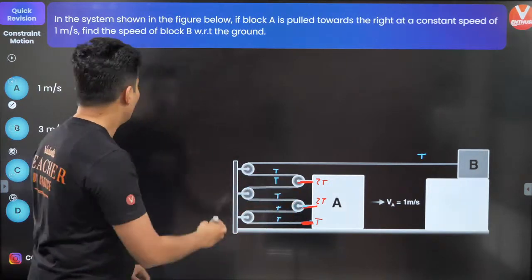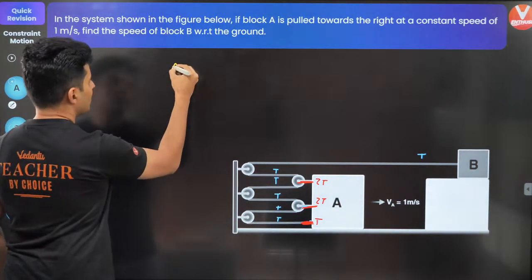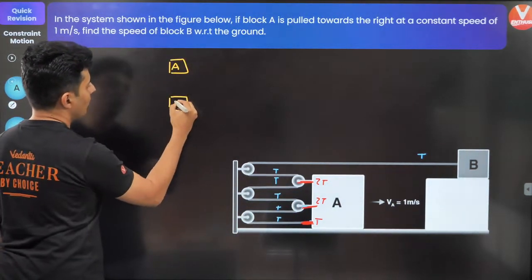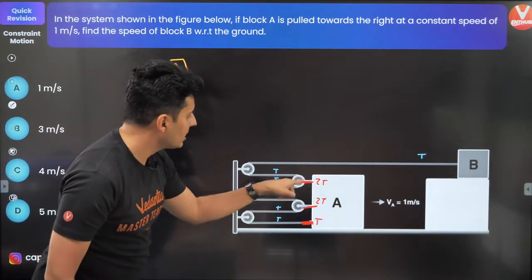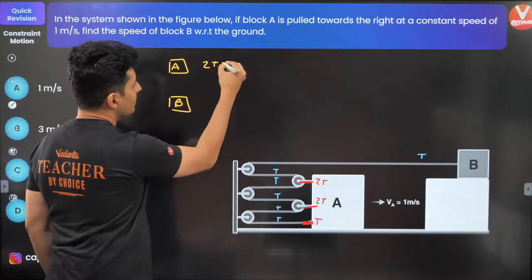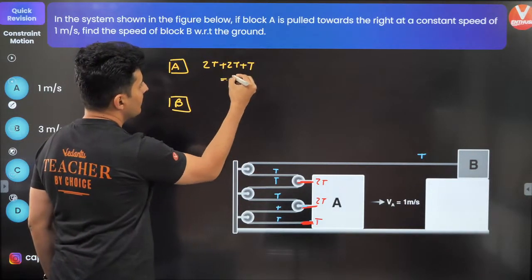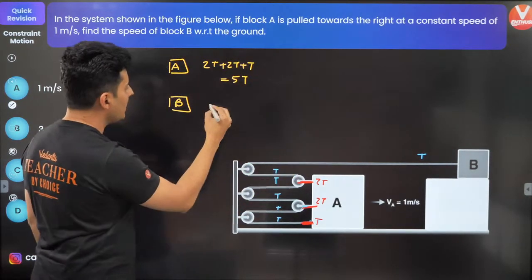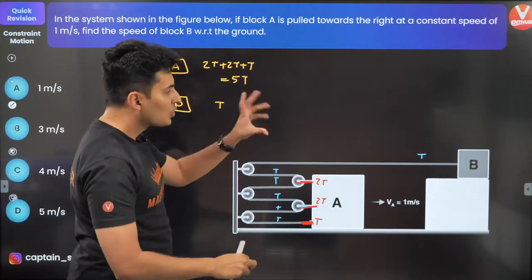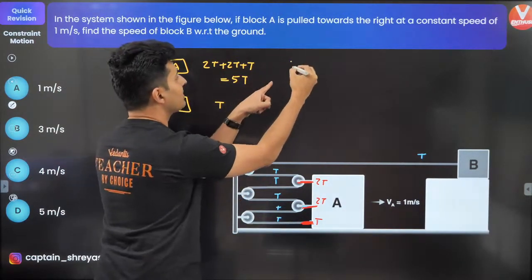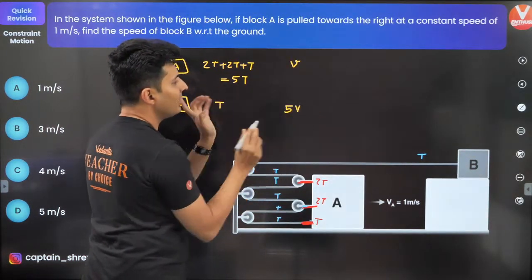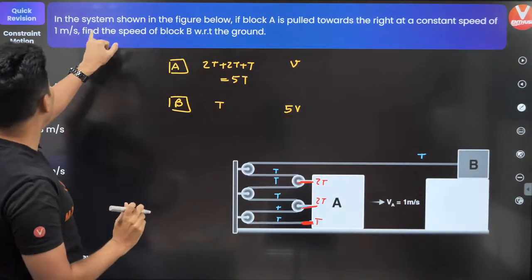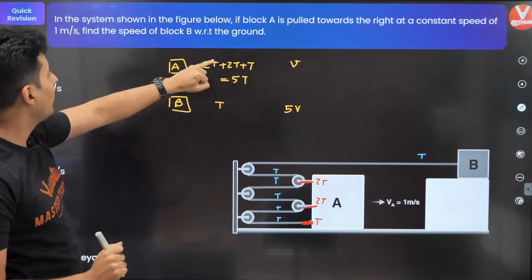That's it. Now, just write things down. This is for block A. This is for block B. For block A, the total tension is 2T plus 2T plus T, which is 5T. For block B, the tension is just T. So, if this is V, this is 5V. This is 5V, correct? But whose velocity do I know? I know the velocity of block A.